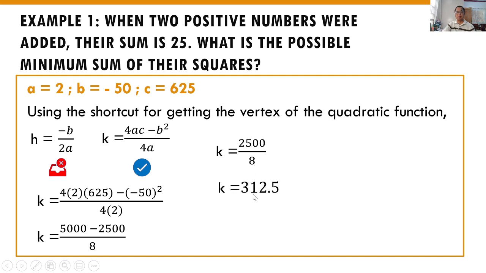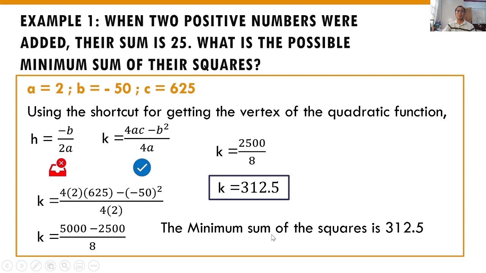The value of k is 312.5. This will serve as our minimum answer. So the minimum sum of the squares of this problem is 312 and 5/10. Ito po yung sagot. Ito po yung sa unang problem po natin, unang example natin. Baka po may mga tanong po muna. Okay, if none, let's continue with the second one.